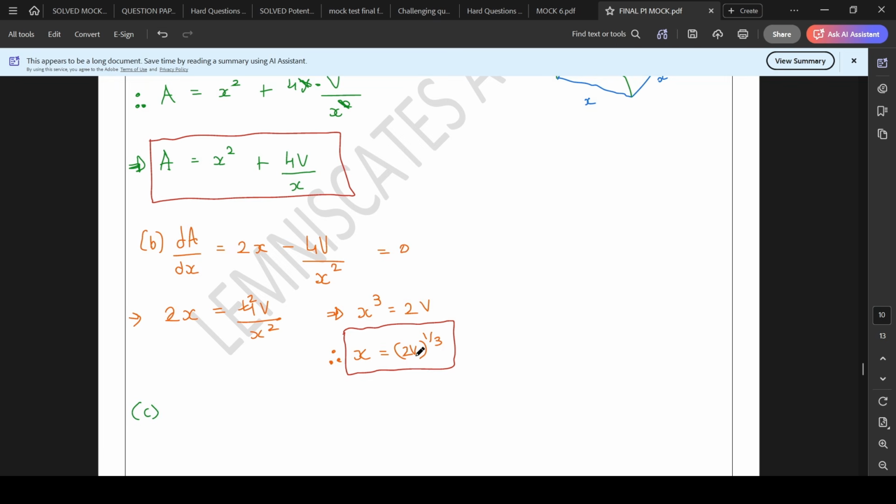Let's say I got two values of x, I need to know which of the two is the value of x where my area is going to be minimum. Sorry for the slight tongue twister. What I'm trying to say is that if we have got two different values of x for which A could be a stationary value, it means A could be a maximum or a minimum. In that case we would have to say which value of x corresponds to the maximum or minimum. But over here, because we got only one value, we don't need to prove it.